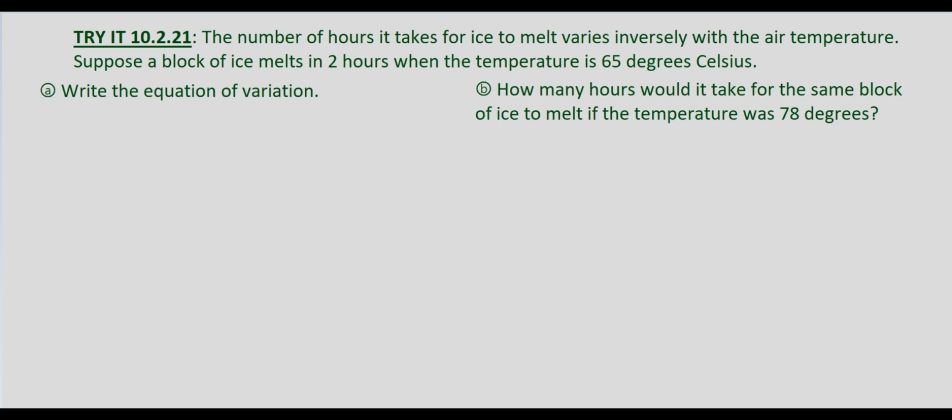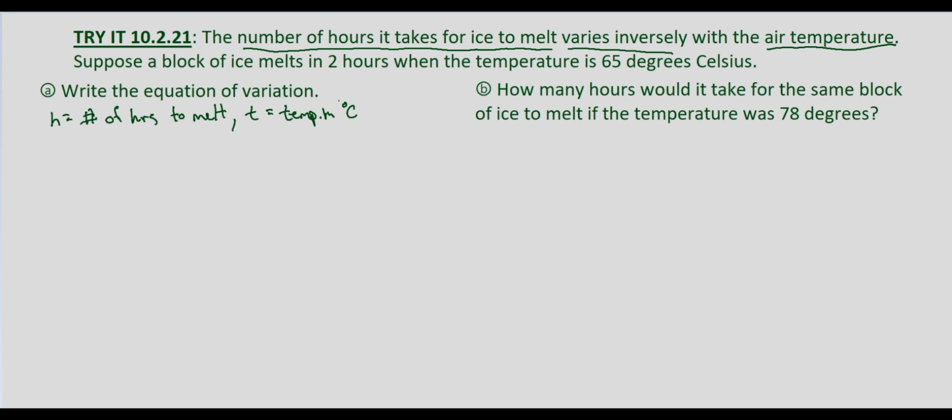So first we have to recognize what is it that is varying inversely. So we're looking at the number of hours it takes to melt ice varies inversely with air temperature. So now let's define our variables. Let's make H equal the number of hours to melt, and let's let T equal the temperature in degrees Celsius.